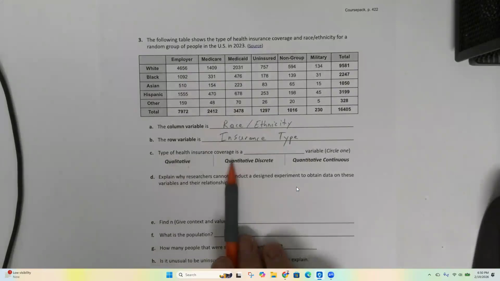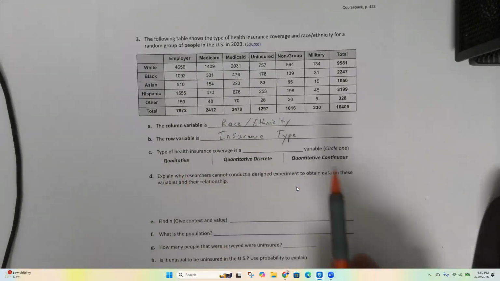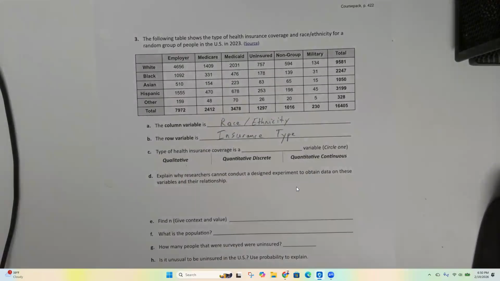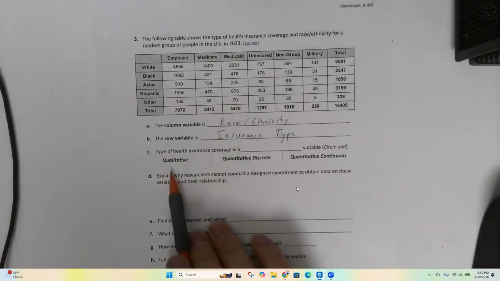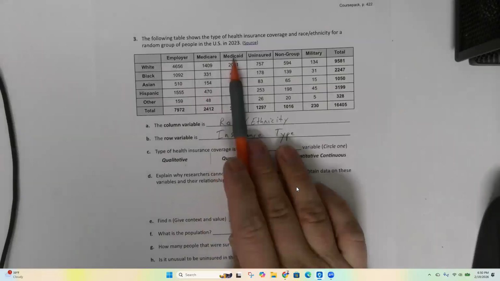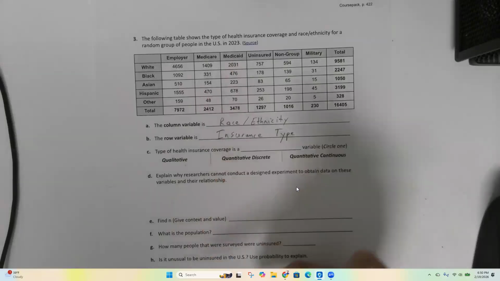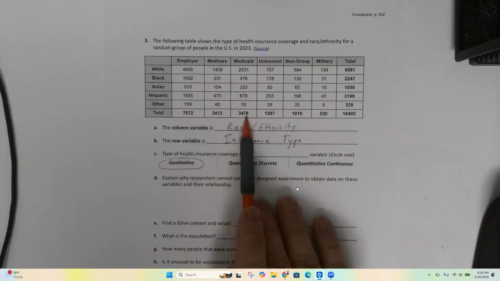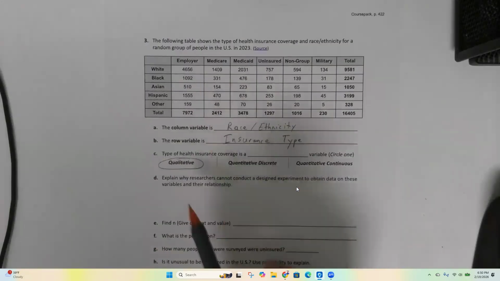Type of health insurance coverage is qualitative, quantitative discrete, or quantitative continuous. Kelly says qualitative. So if I asked you what kind of insurance you have, you would answer Medicaid. That's a word, right? That's not a number. So we certainly have numbers here, but these numbers are frequency counts. This is how many people have Medicaid. So it's qualitative.